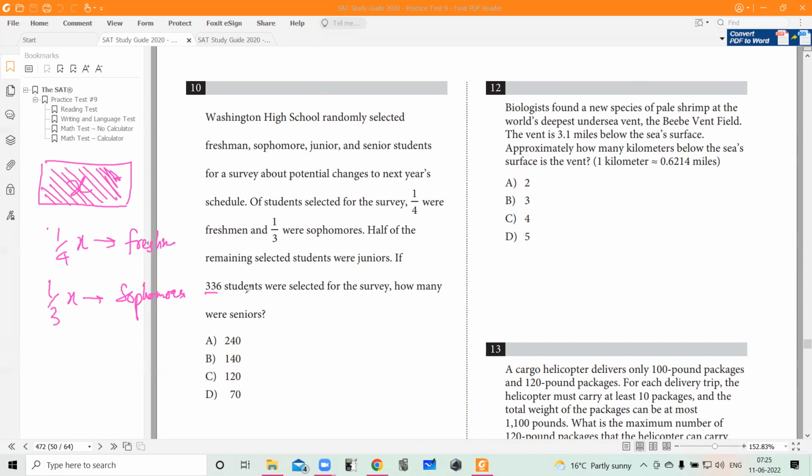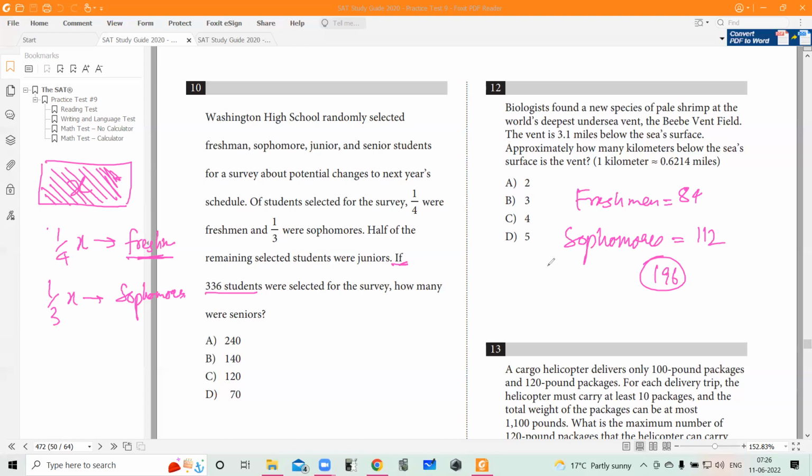Oh, we are given 336. It's easier. So if 336 students were selected for the survey, how many are freshmen? 336 divided by 4 is 84. And how many are sophomores? 112. So how much is the total? 196. So 196 are freshmen and sophomores.